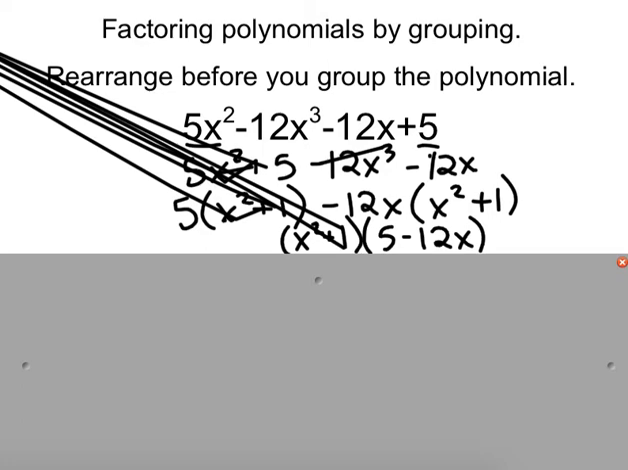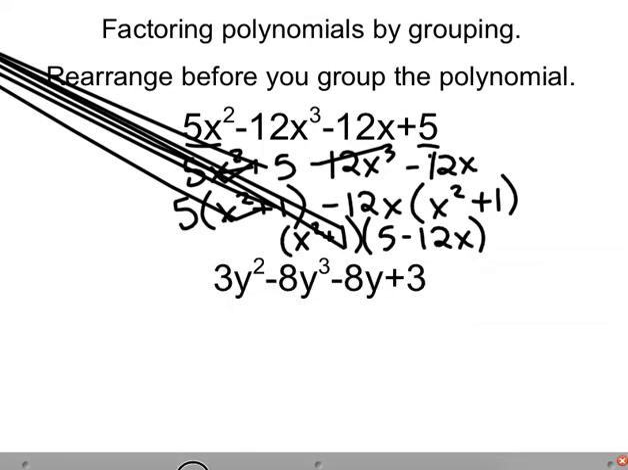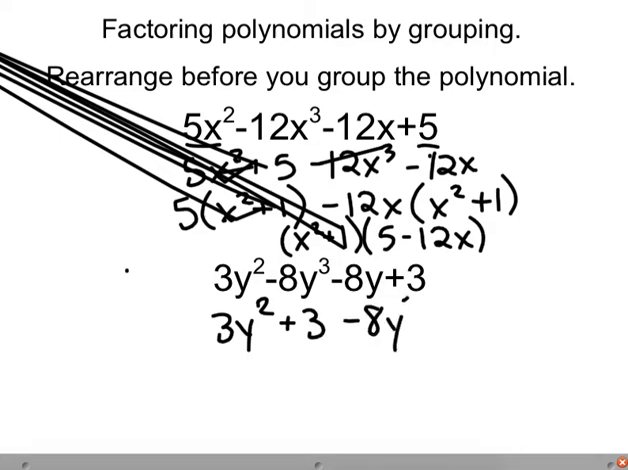And that is my factorization. And so you can see how I tried to group some things that were in common between the two. Okay. Now, let's try again, and I'm going to bring together my 3y squared and my 3, and I'm going to bring together my negative 8y to the third and minus 8y.